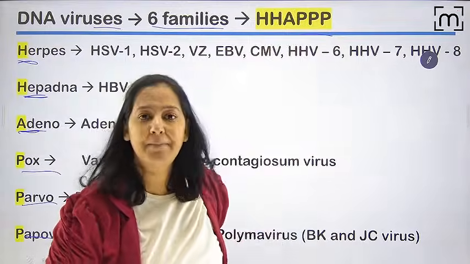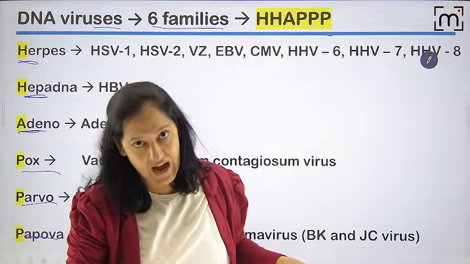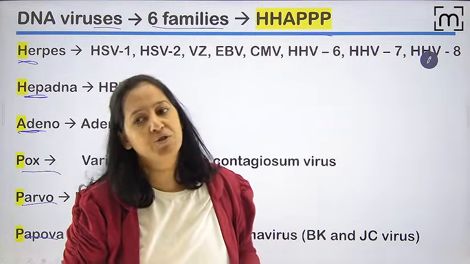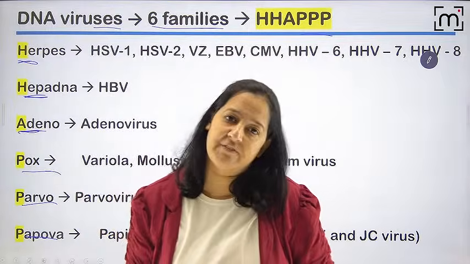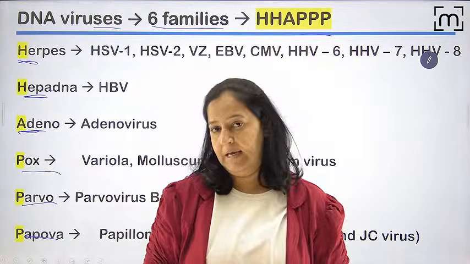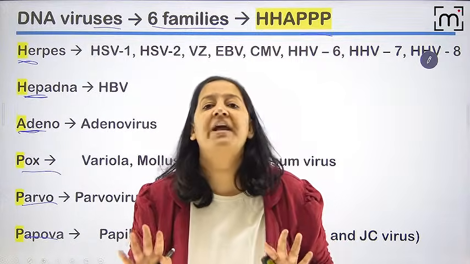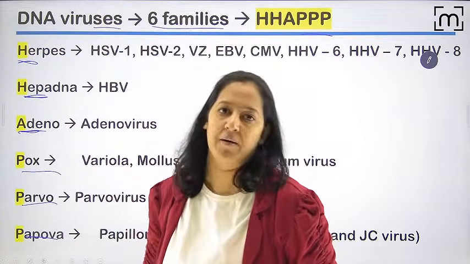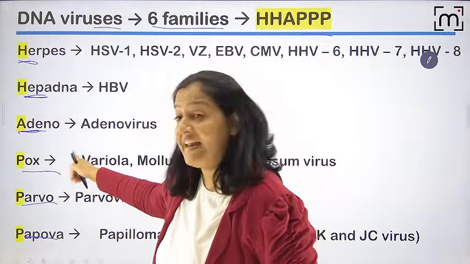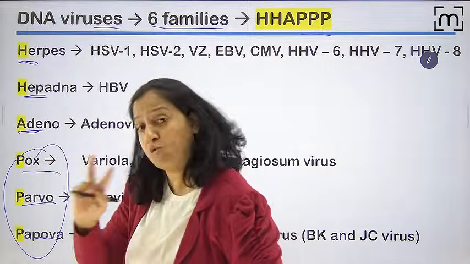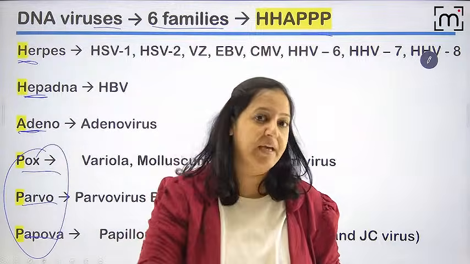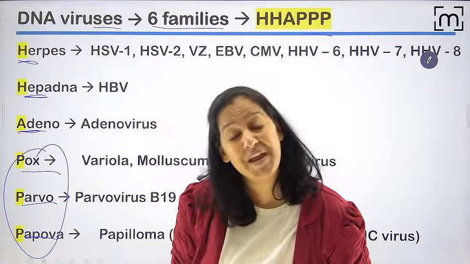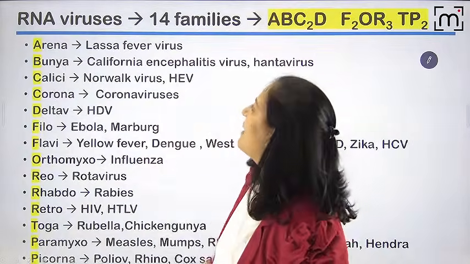Again I say, these are families, people. They contain multiple members. I'm not going into the members because when I teach you detailed virology, I will take each family and teach you all the members in that family from tomorrow onwards. So first you learn the families. Double H A triple P: herpes, hepadna, adeno, pox, parvo, papova. Please learn the 3 P's very carefully because I will tell you 2 P's in RNA viruses, total 5 P's. P is very dangerous in virology. You get confused. Got it? These are the 6 families of DNA virus.